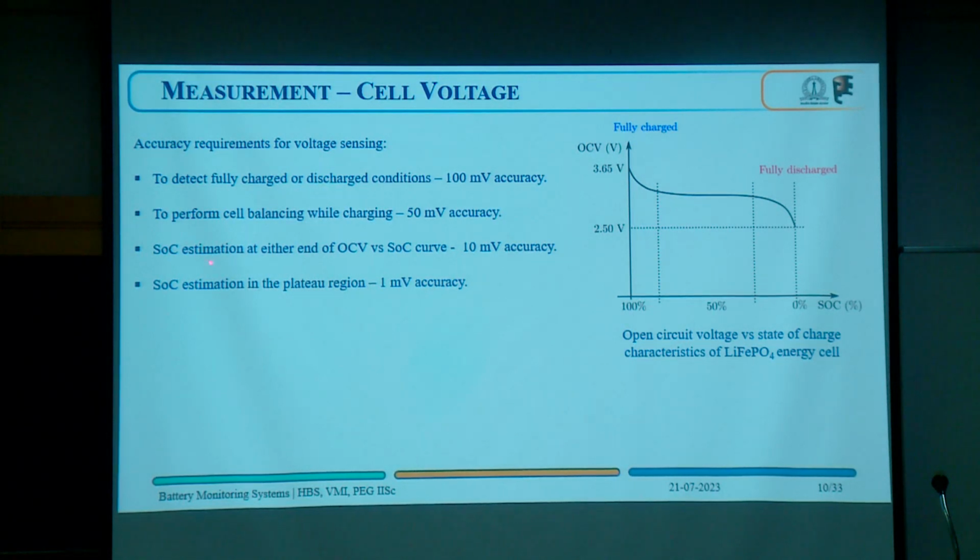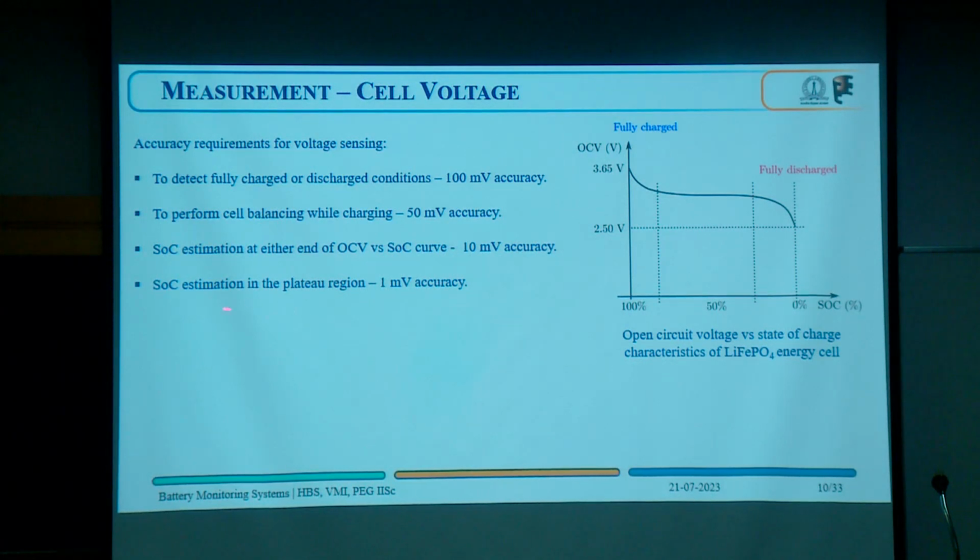But let us say I want to perform SOC estimation at either end of the curve. Here we can see that it is changing. Here I have 3 regions. This is near to fully charged, this is fully discharged, and this is the plateau region. Let us say here we are in this zone, fully discharged, then the battery voltage changes with SOC. It is a fairly good change. So that's why, let us say, 10 millivolt accuracy is fine. But in the plateau region, the voltage varies very slowly or the change is quite small. So in order to detect that, we cannot use the same accuracy. We have to go for even higher accuracy.